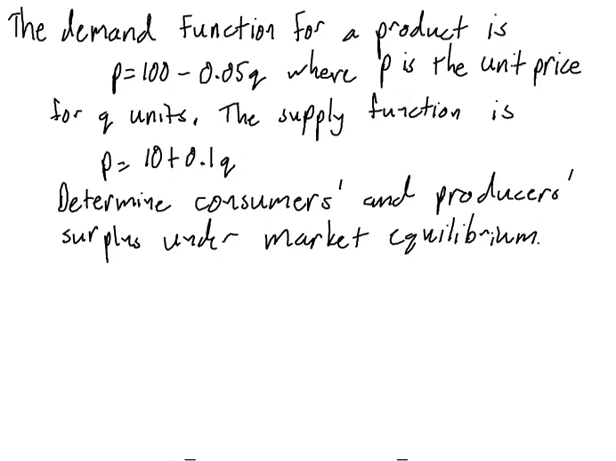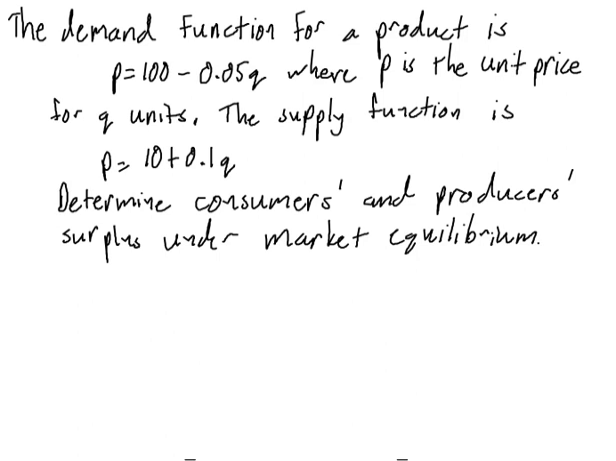Let's look at the example of finding the consumer and producer surplus. The demand function for a product is P equals 100 minus 0.05Q, where P is the price per unit for Q units. The supply function is given by P equals 10 plus 0.1Q. We're supposed to determine the consumer surplus and producer surplus under market equilibrium.